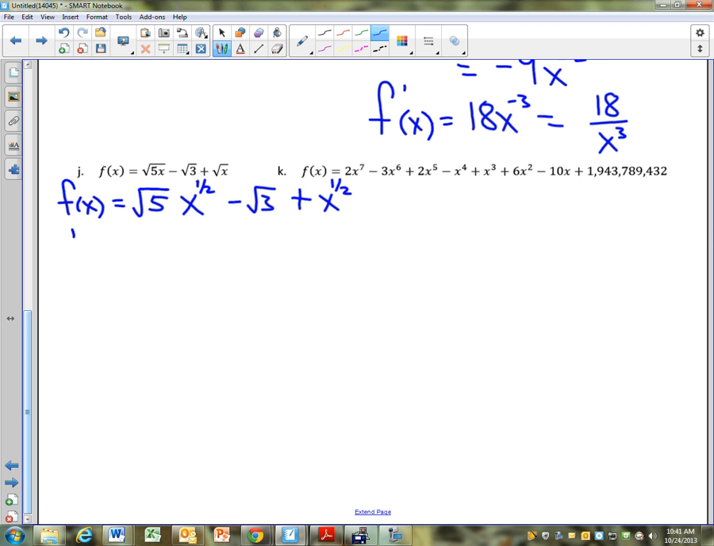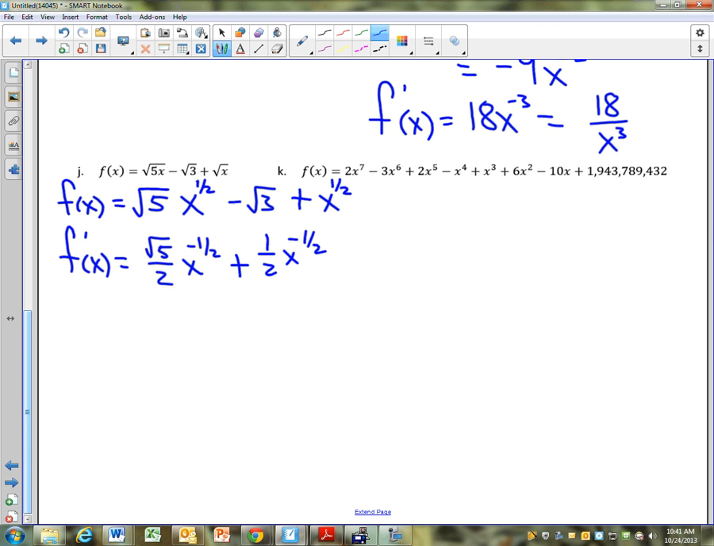And so this really isn't all that bad. Megan, do you have a question? Okay, so we drop the 1/2 in front. So we get square root of 5 over 2 times x to the negative 1/2. What's the derivative of negative square roots of 3? 0. And then what is the derivative of x to the 1/2?